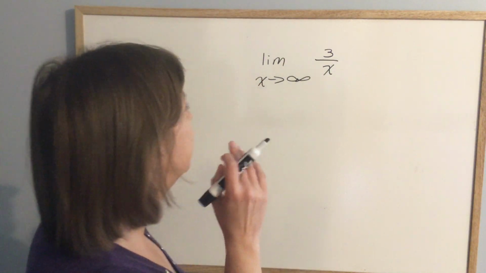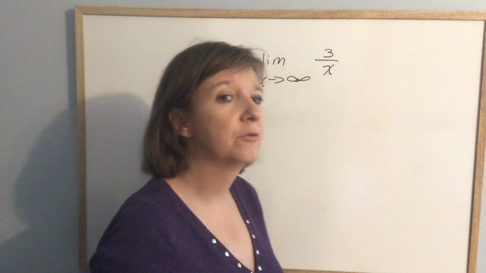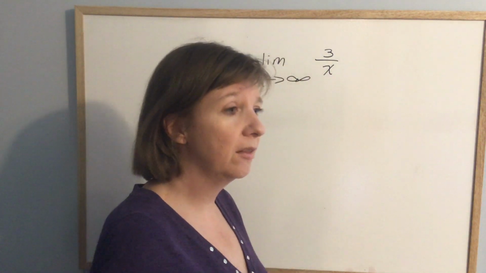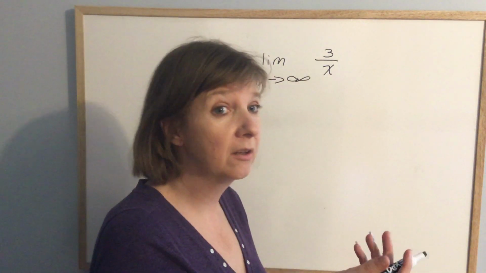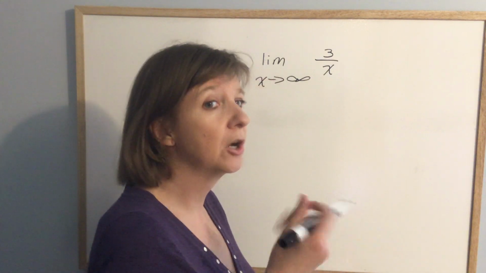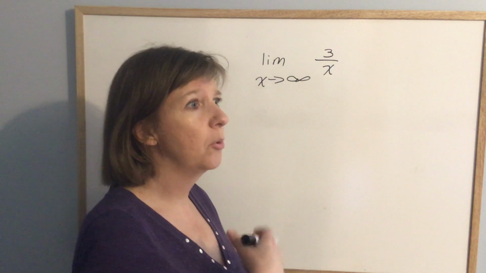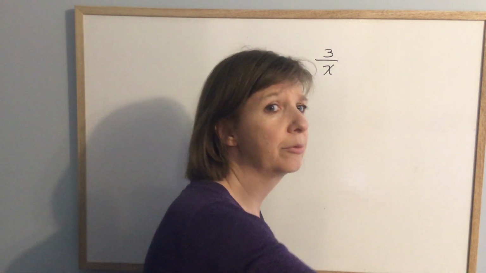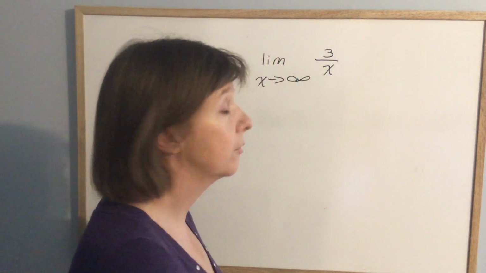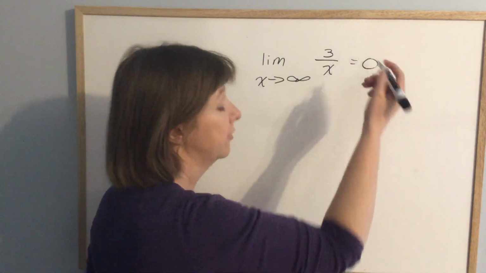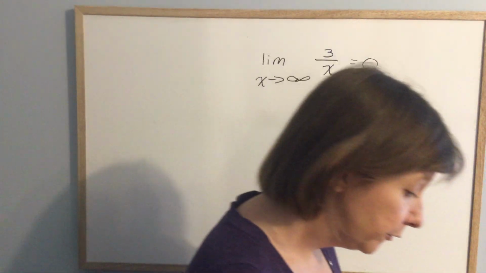So if you have 3 over infinity, think of it this way. If you had 3 divided by 1,000,000, because infinity is a very large number, you'd have like 0.0000003, right? As close to 0 as you can get. So it's just 0.